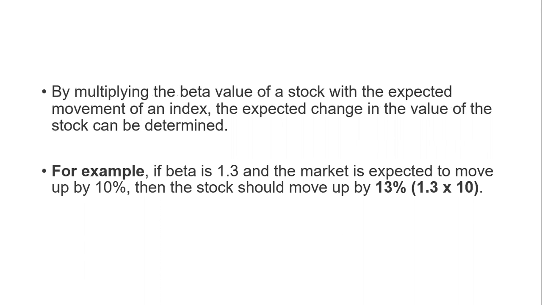Now, how exactly does this return come? By multiplying the beta value of a stock with the expected movement of an index, the expected change in the value of the stock can be easily determined. If you take an example, if beta is 1.3 and the market is expected to move up by 10%, then the stock should move up by 13%. That is 1.3 into the 10% of the market. So this is how we calculate the return of a stock relative to the market return.